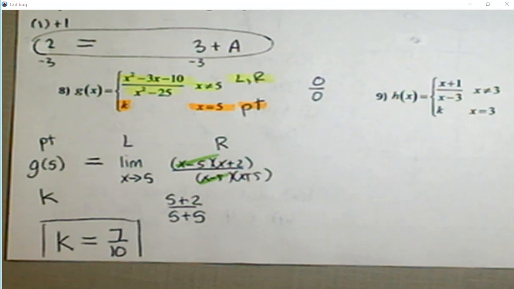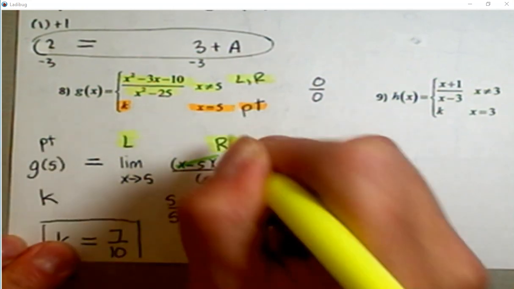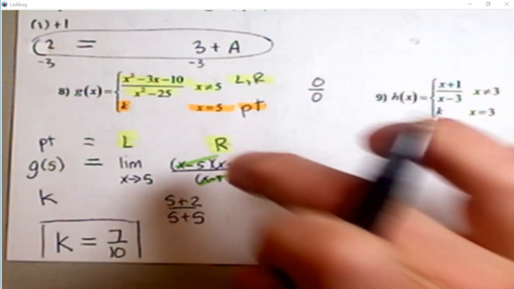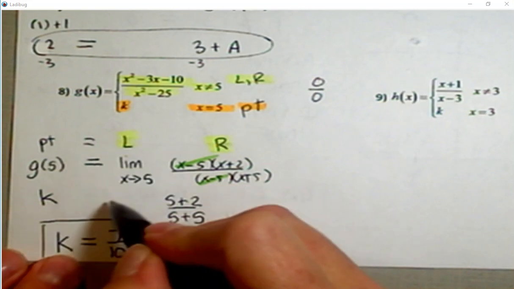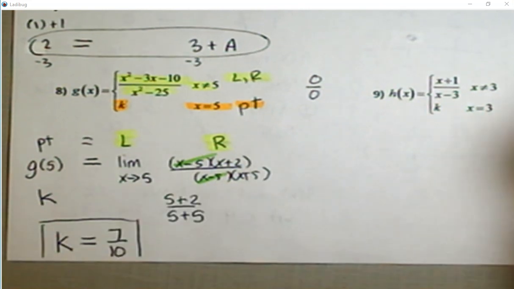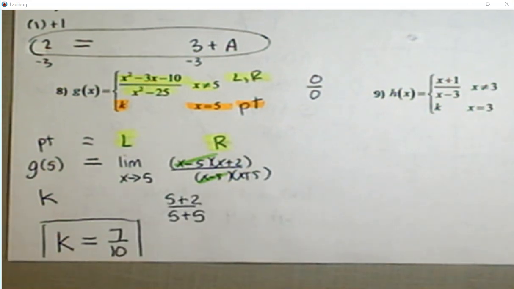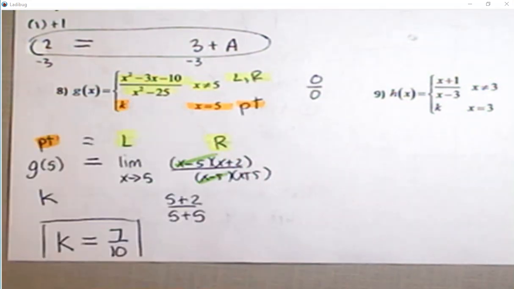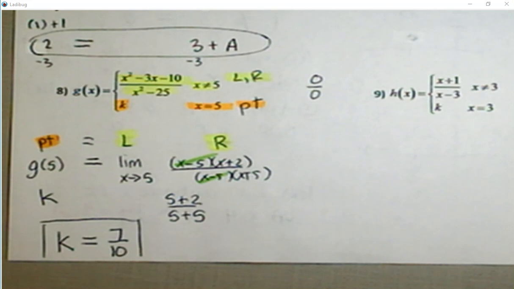Okay, I'll finish color coding. The left and the right came from the same thing, which is why I only wrote one limit statement to evaluate it. All right, and then the point came from there. Okay, so I'm going to show you how I would confirm my answer graphically, and I'll do it for both of them.